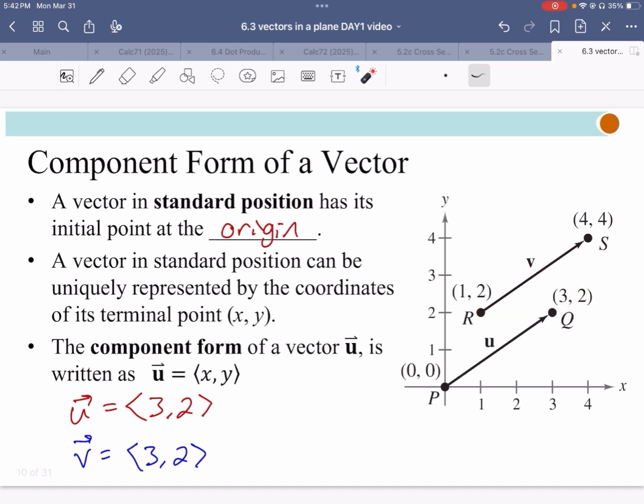So remember, equal vectors have the same direction and the same length. Vector v and vector u are equal vectors. They are translations of each other. So if you were to take vector v and pick it up and shift it so that the initial point is on the origin, it would be right on top of vector u. So that's why they have the same component form.